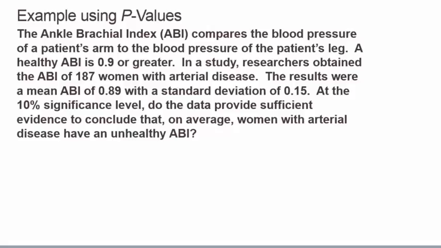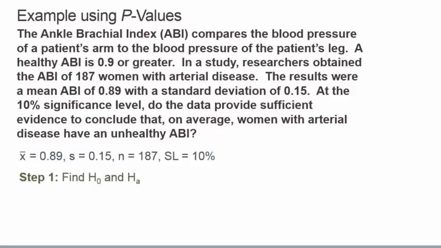At the 10% significance level, do the data provide sufficient evidence to conclude that, on average, women with arterial disease have an unhealthy ABI? First, we want to find our sample mean and sample standard deviation. We get that from the results. X bar equals 0.89, S equals 0.15. Next, we want to find our sample size. In the study, they used the information of 187 women. N equals 187. We have a 10% significance level, and our significance level is 10%.